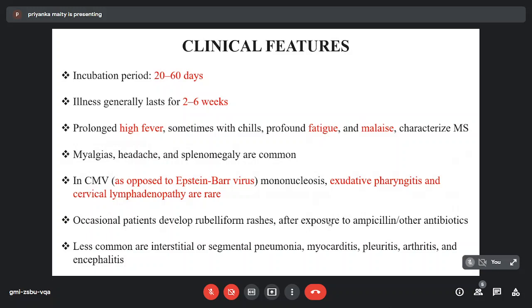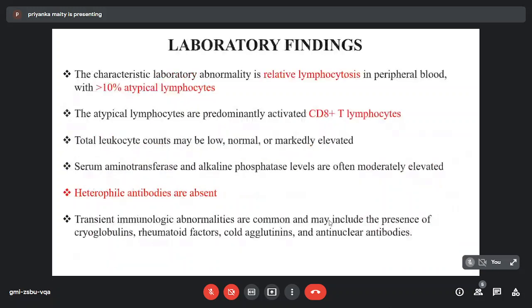In CMV mononucleosis, as opposed to Epstein-Barr virus, exudative pharyngitis and cervical lymphadenopathy are rare. Occasional patients develop rubelliform rashes after exposure to ampicillin or other antibiotics. Less common are interstitial or segmental pneumonia, myocarditis, pleuritis, arthritis, and encephalitis. The characteristic laboratory abnormality in CMV mononucleosis is relative lymphocytosis in peripheral blood, with more than 10% atypical lymphocytes.